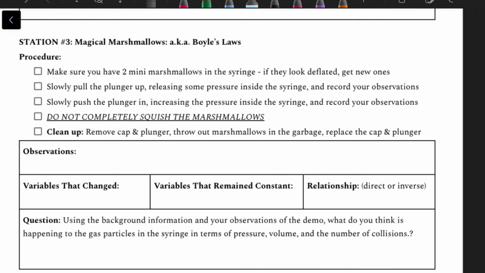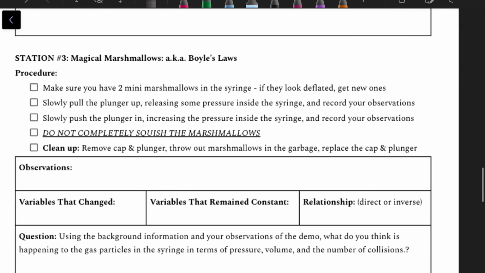Once you've done that, and you've recorded your observations and took note of what changed, what remained constant, and that relationship, you can then be able to answer the last question.